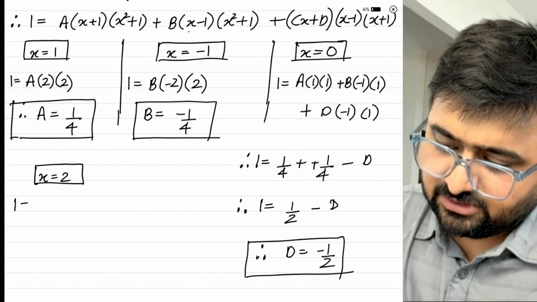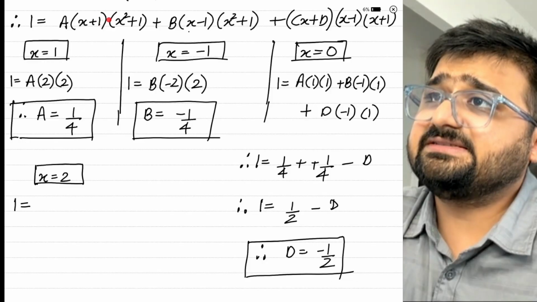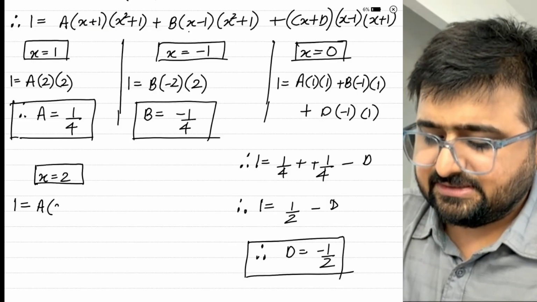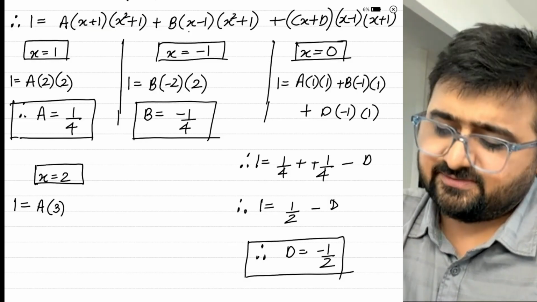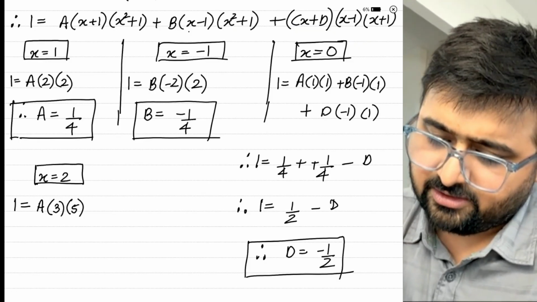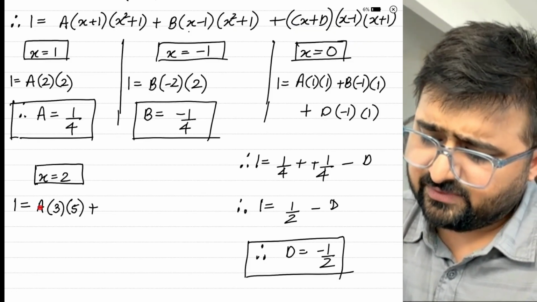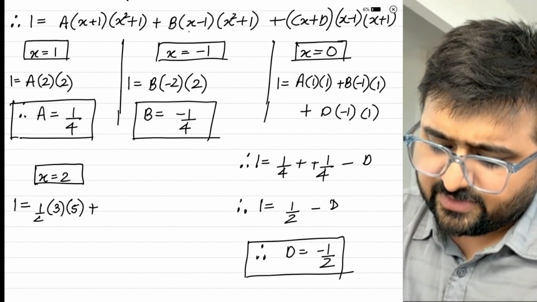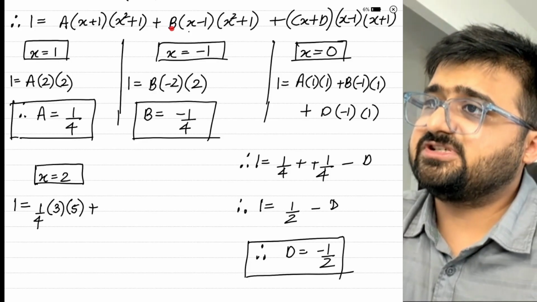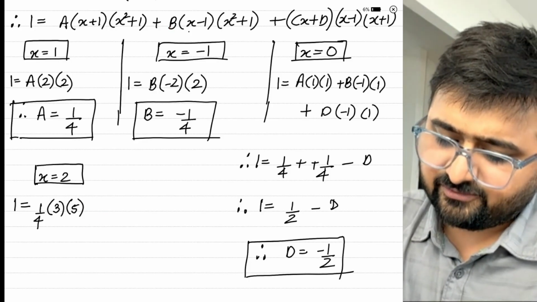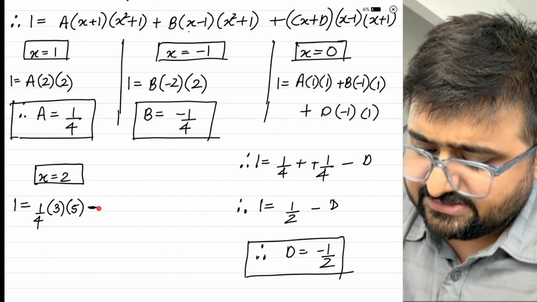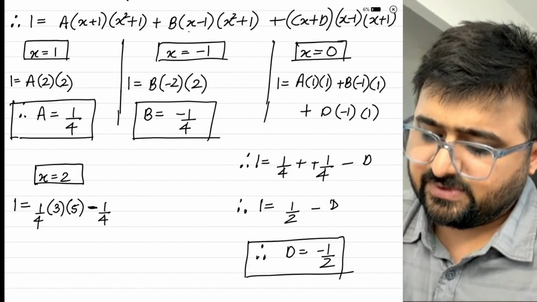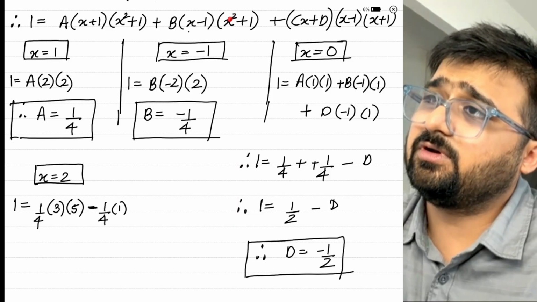So you have 1 is equal to, 2 plus 1 is 3, and 2 square. So let's write a times 2 plus 1 is 3. 2 square is 4 plus 1 is 5. Okay. Plus, remember, we can also substitute the value of a directly. We know a is 1 by 4. So instead of a, let's just write 1 by 4. Plus b times, we know b is minus 1 by 4. So we have minus 1 by 4 times 2 minus 1, which is 1. 2 square is 4 plus 1 is 5.